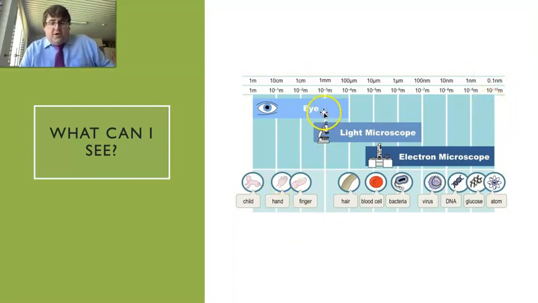You've got the idea here. With the eye, we can see, for example, hair, but we're not going to be able to see blood. With a light microscope, we can see hair, blood, and bacteria, but things like viruses, DNA, glucose, and atoms just aren't visible with a light microscope. You need an electron microscope to see those things. And there are even some bacteria that are so small that you won't see them with a light microscope.